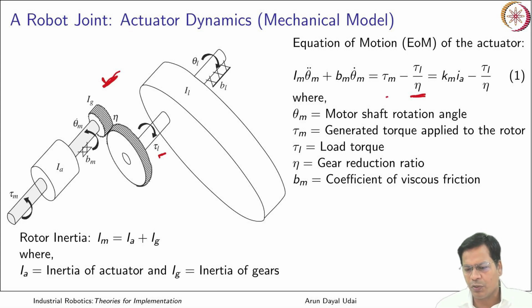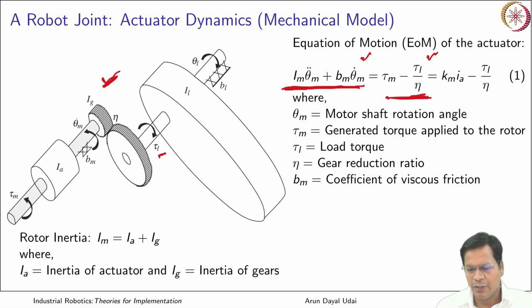So the net driving torque due to both of these is tau M minus the reaction torque which is coming onto this, that is tau L by eta. So that is actually driving your shaft. So it is Im theta m double dot, moment of inertia into angular acceleration, plus Bm theta m dot. Bm is the damping coefficient into angular velocity. So this is the total torque which is here.